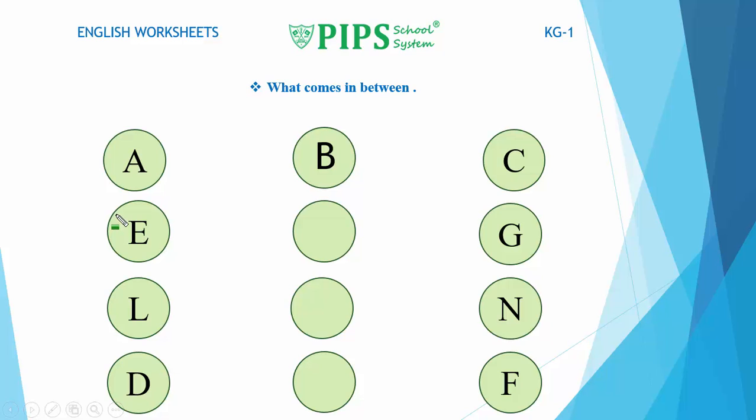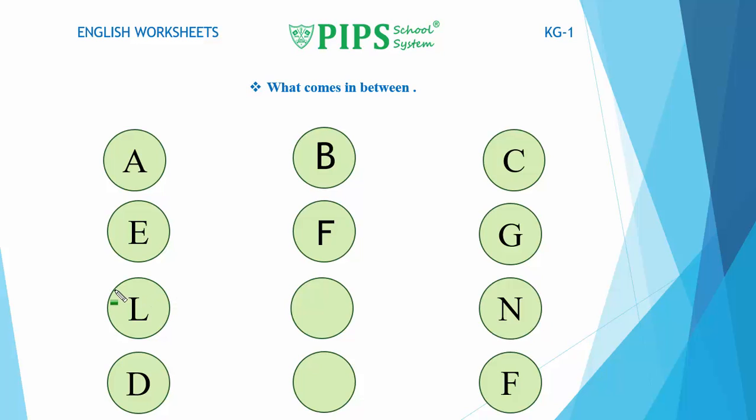The next letter is E. This is the capital letter E. The last letter is G. This is the capital letter G. Do you know what comes between E and G? KG1 class, read with me the alphabet from A to E. A, B, C, D, E and F. F comes between E and G. Now we will write the letter F in the circle like this.